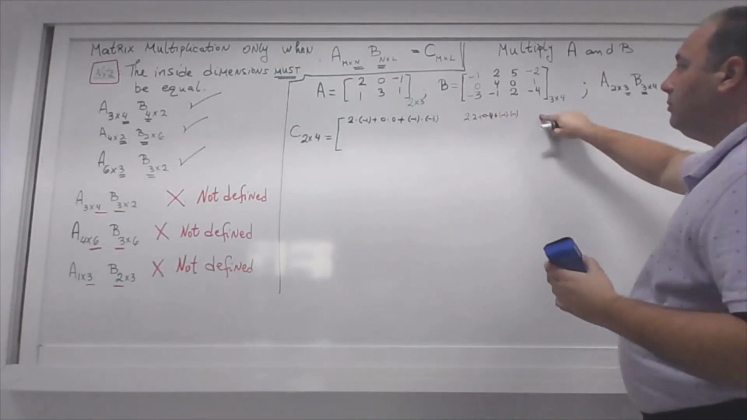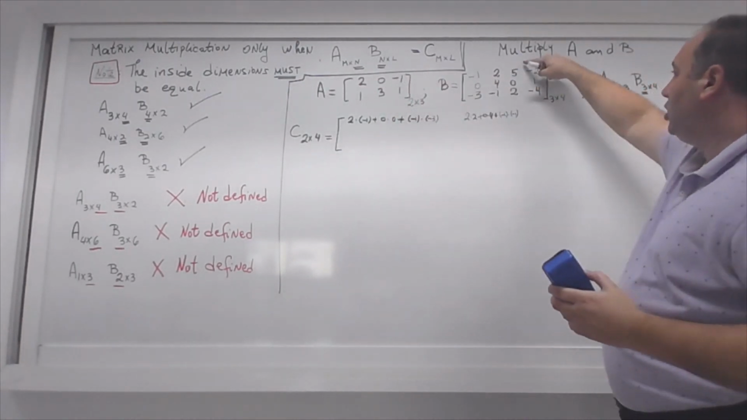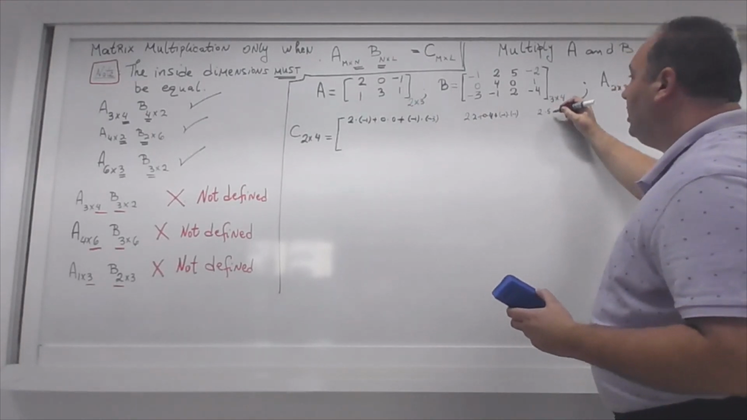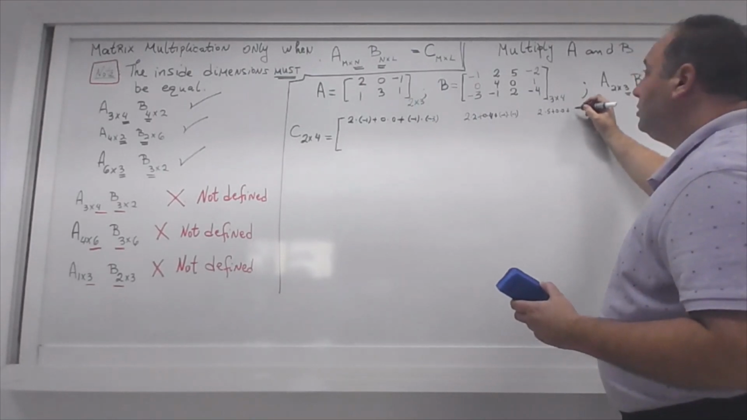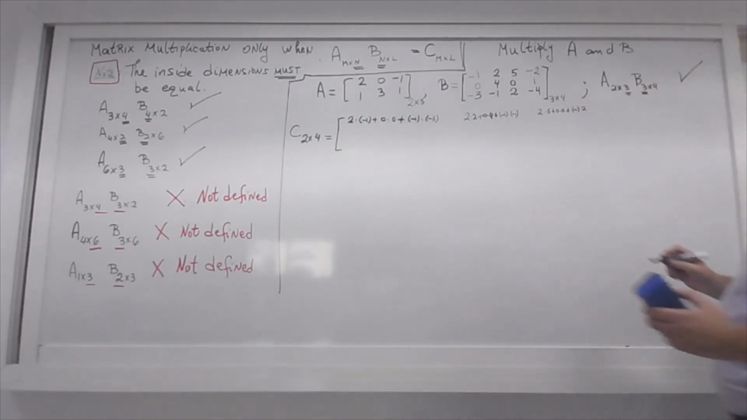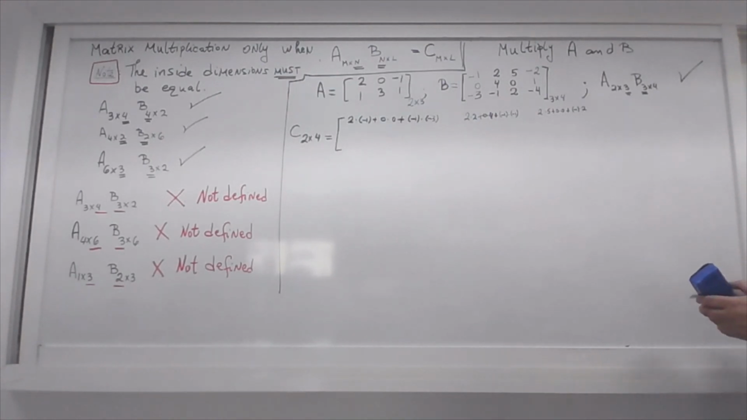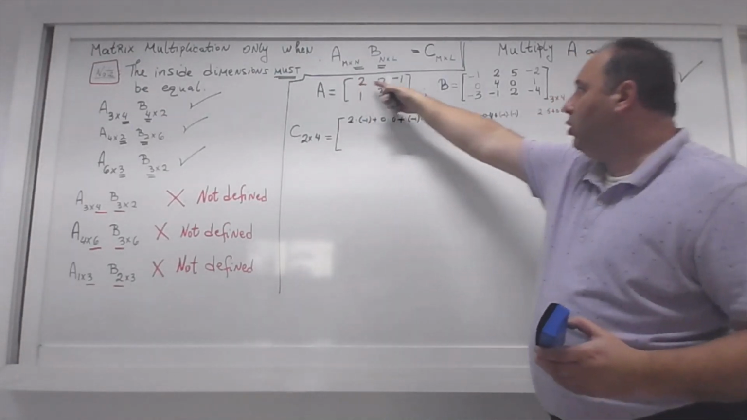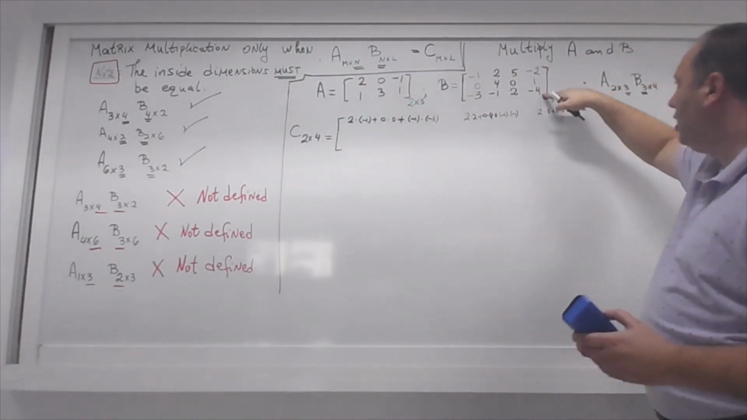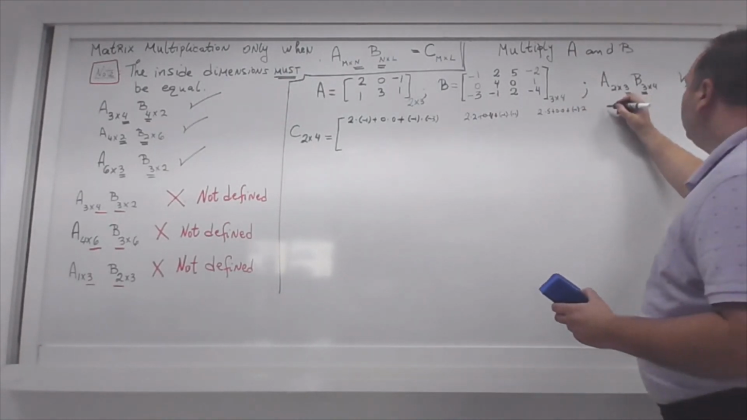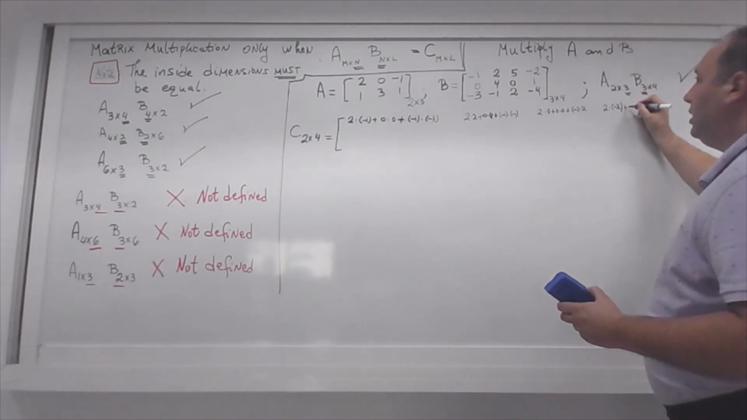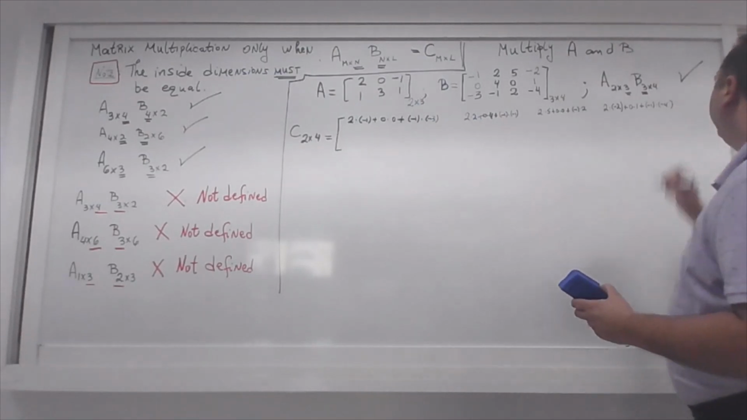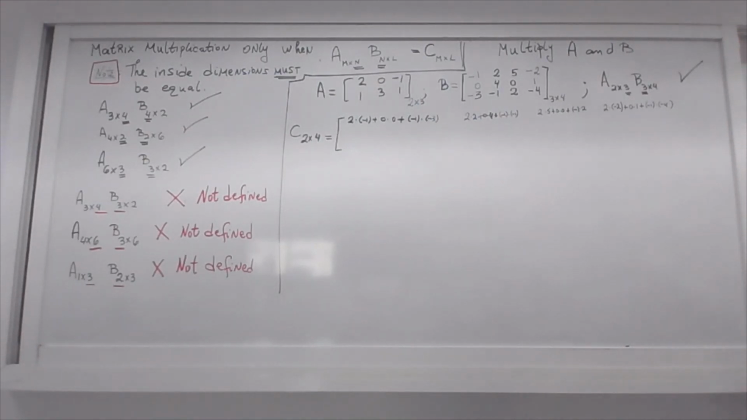Entry 1,3 will be row 1 from A dot product column 3 from B. It will be 2 times 5 plus 0 times 0 plus minus 1 times 2. Now the last entry here, entry 1,4, will be row 1 from A dot product with column 4 from B. So it's 2 times minus 2 plus 0 times 1 plus negative 1 times negative 4. So that's how I fill the first row.